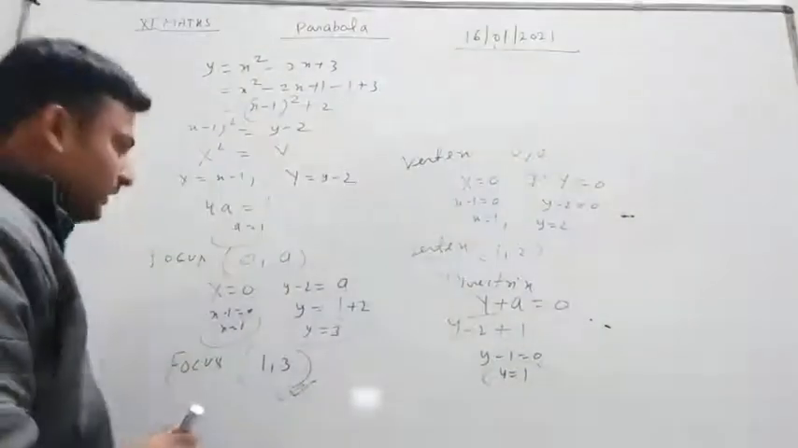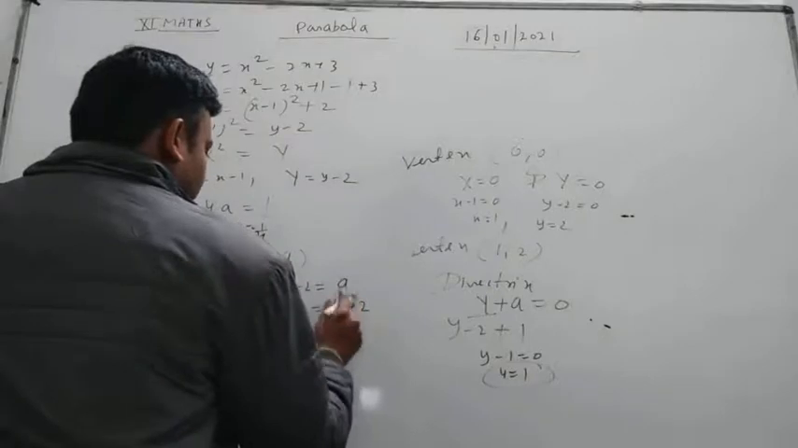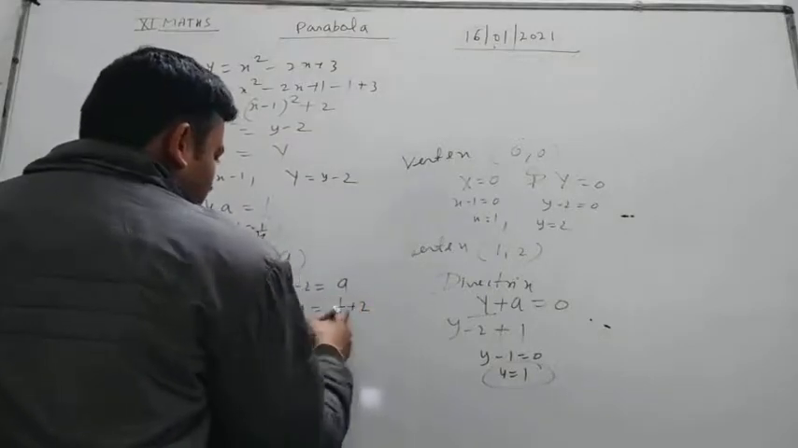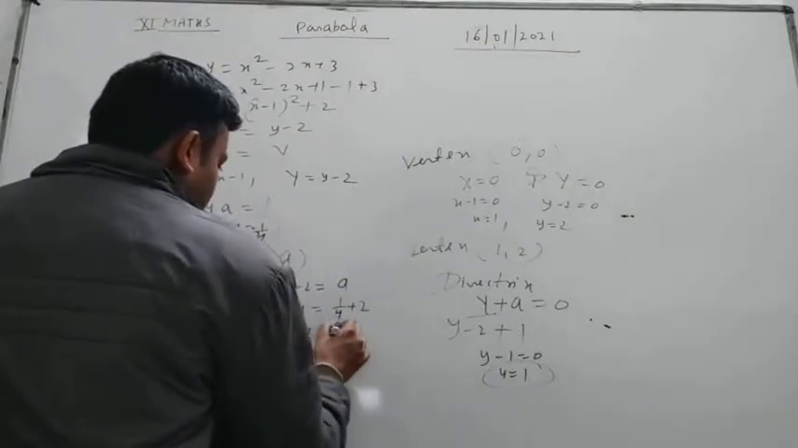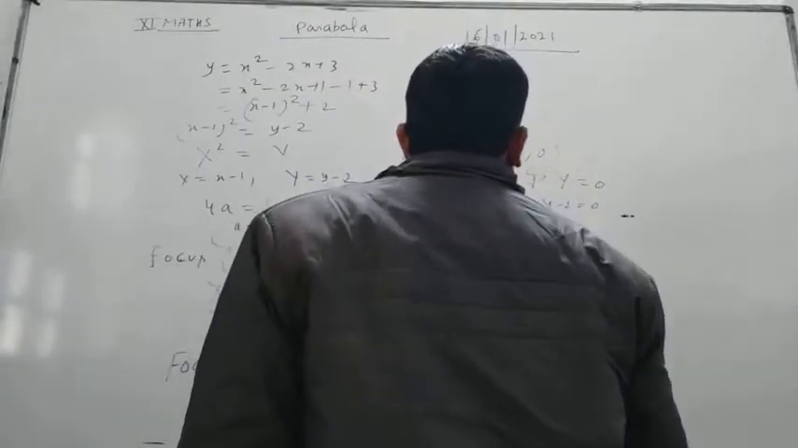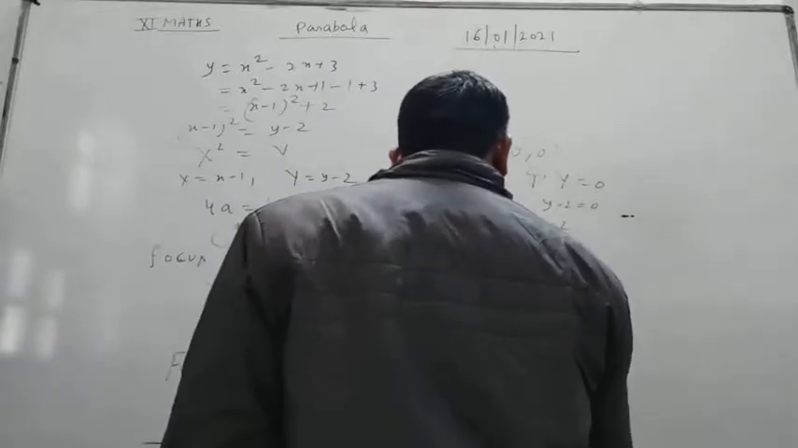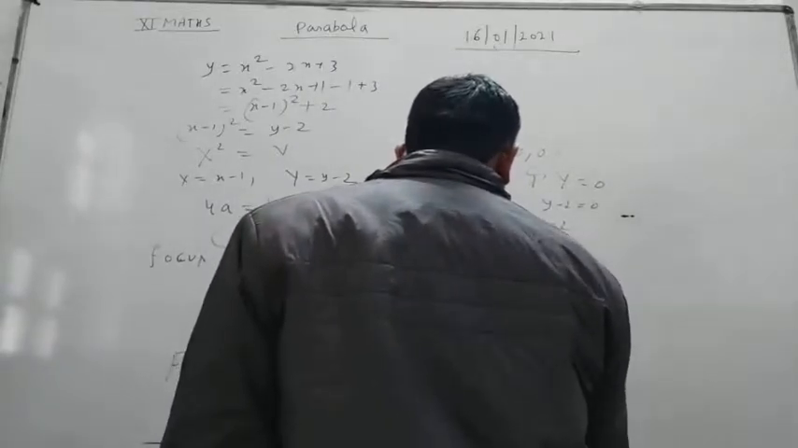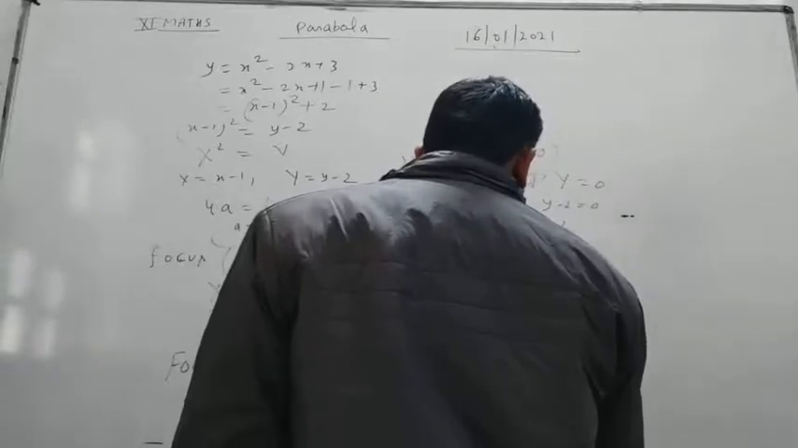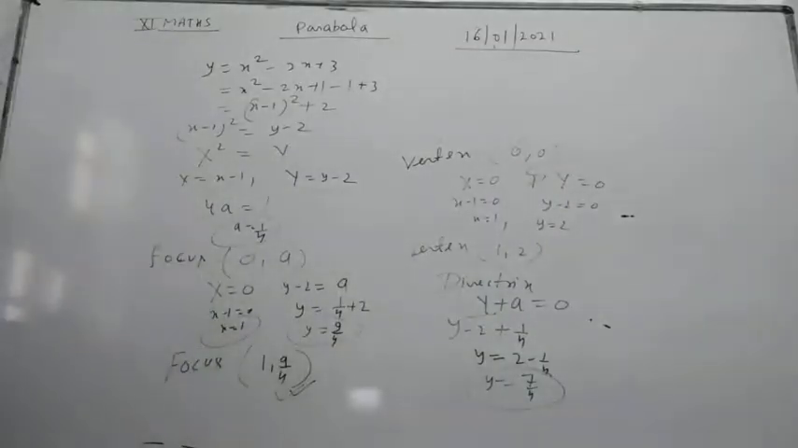Okay, students. Student, here is a mistake. Here a is 1 by 4. So when we write 1 here, it is 1 by 4. So the focus y is 2 plus 1 by 4, which is 9 by 4. And here, student, vertex will be right. Okay. Now directrix: here a is 1 by 4, so y is equal to 2 minus 1 by 4, so 7 by 4. Okay, students. So this is our required result.